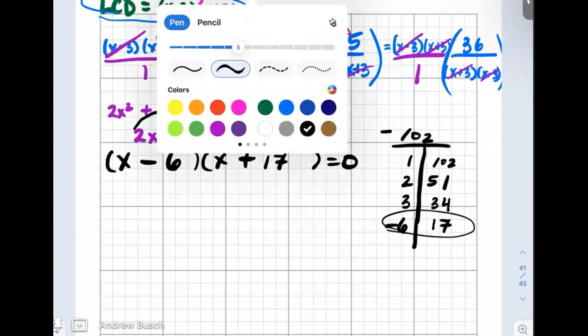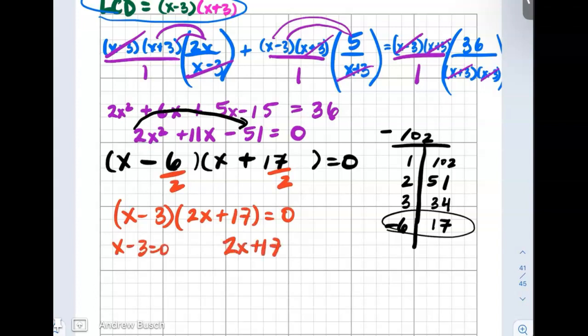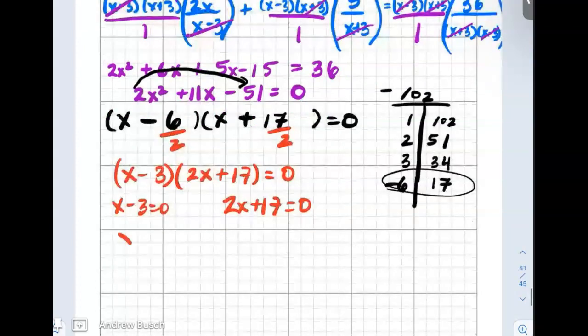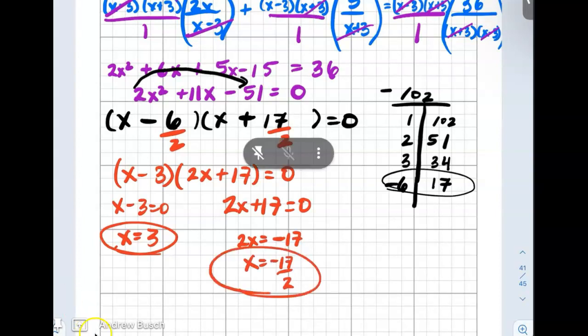And so we borrowed the 2 to get those. We're going to have to pay back the 2. So then reduce, you're going to get x minus 3. And 17 over 2 does not reduce, so move your denominator in front. And then set each factor equal to 0. We're going to add 3 to the other side, and we get 3. We're going to subtract 17, and we're going to divide by 2. So we get negative 17 halves as the other factor.